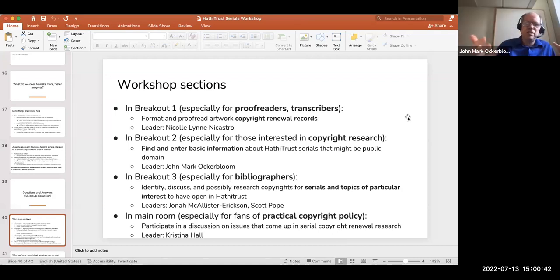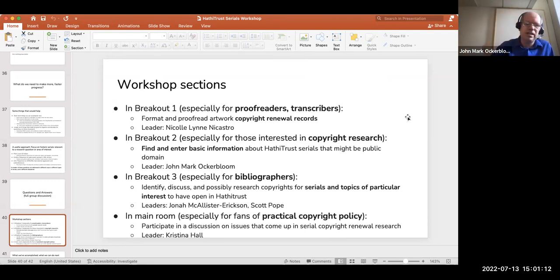So people interested particularly in transcribing or proofreading: we have those gap years where we don't have good searchable artwork copyright renewal records. We've got raw OCR from Internet Archive, and you're welcome to sign up and actually start. You'll only be able to start proofreading or formatting some of those files, so we can eventually reassemble that, after we've double checked them, into something people can search. And Nicolle will be leading that breakout. Breakout 2 will be for those that are interested in learning more about copyright research.